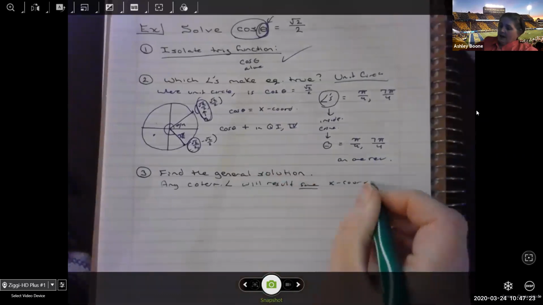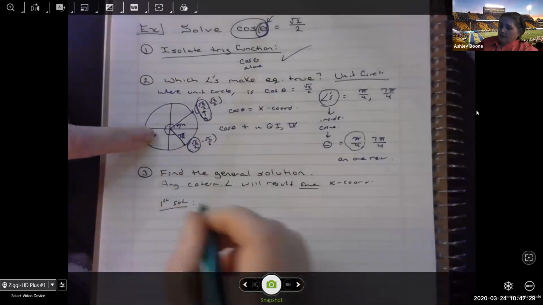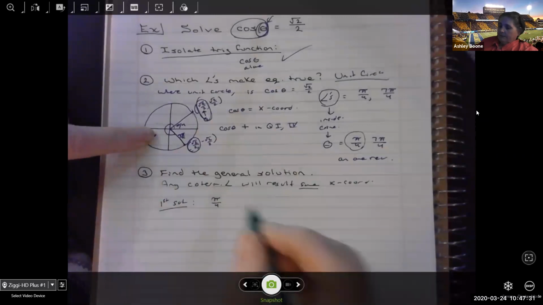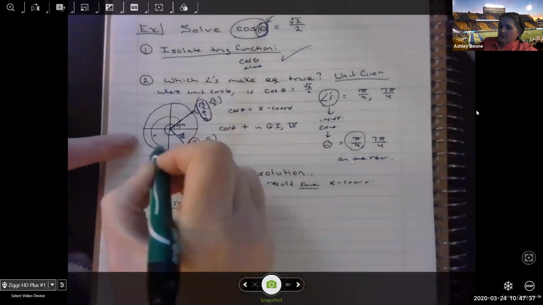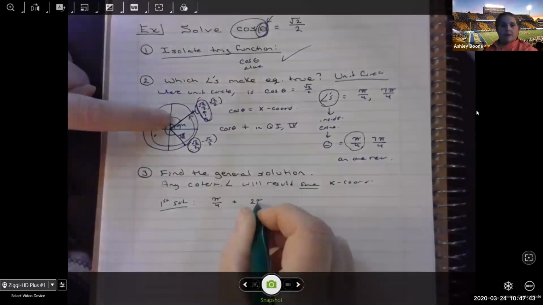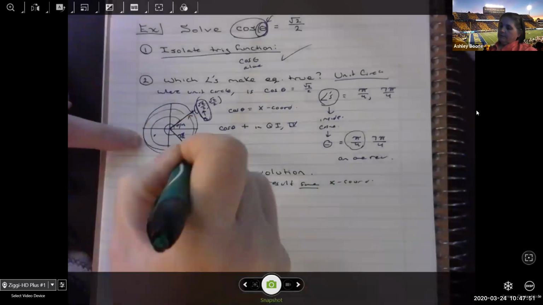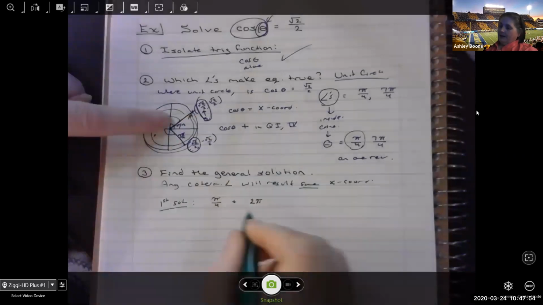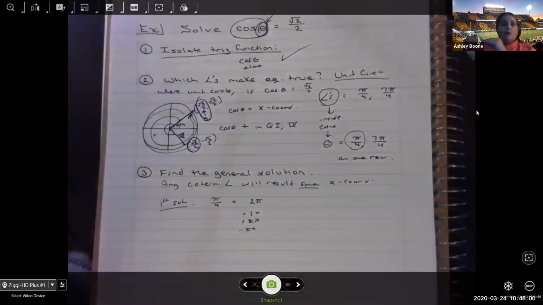So let's think about our first solution, our first angle, pi over 4. If I started at pi over 4 and I went around by one revolution, I increased it by 2 pi, okay? That's going to get me to the same place. What happens if I go around again? I could increase by another 2 pi. I could increase by another 2 pi. I could decrease by 2 pi. As long as I'm going one revolution around, I get to a solution.